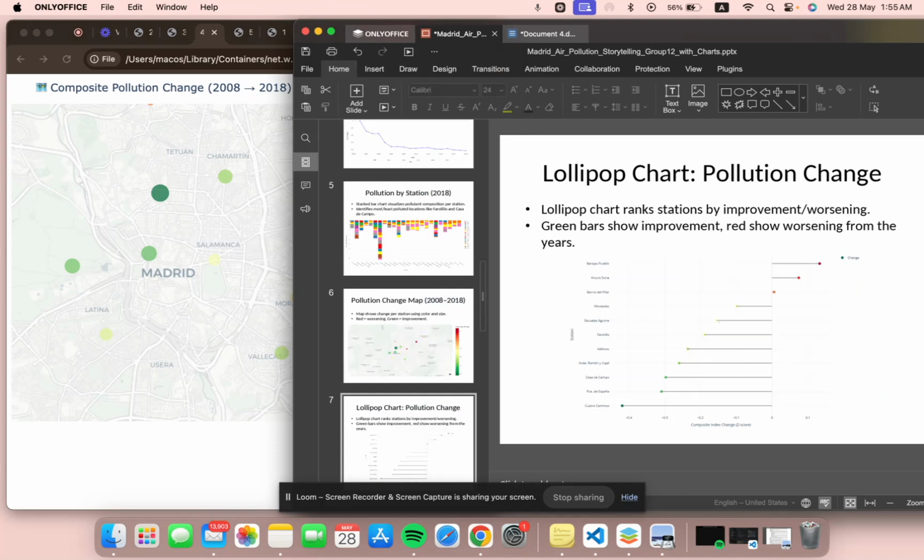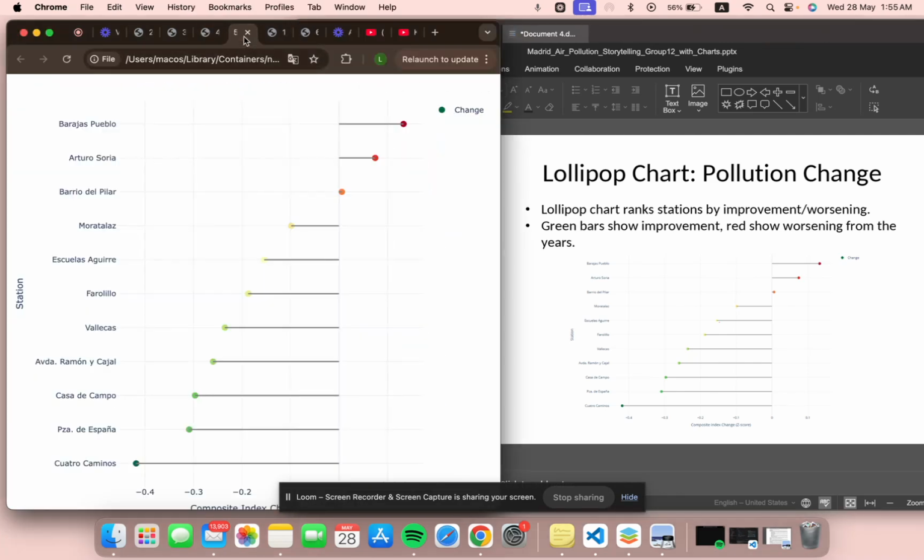To complement our spatial map, we created a lollipop chart that ranks each station by extent of pollution change. And here, the stations with improvement appear in green to the left, and stations that have worsened appear in red to the right. This visualization makes it easy to detect which station needs further investigation.